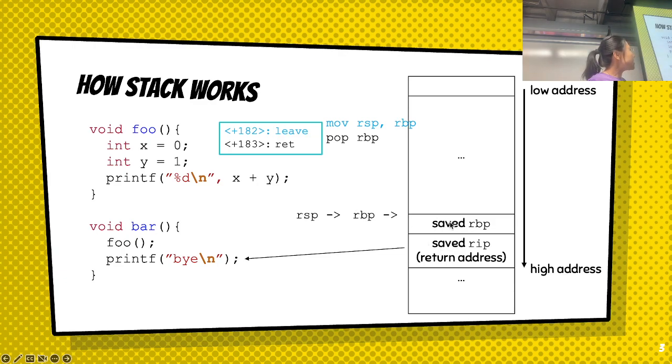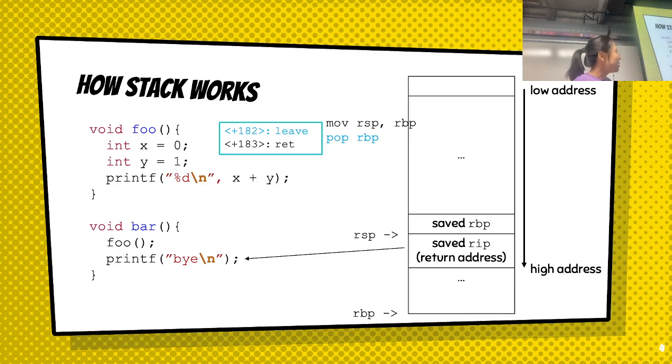Cool. And then because the saved RBP's value will be restored to RBP, you will find that RBP is pointing to the previous stack frame, because this is what is saved. So this RBP starts to point to the base of function bar. So after leave, RSP is actually pointing to the saved RIP place, and RBP got restored to the previous function bar's base frame.